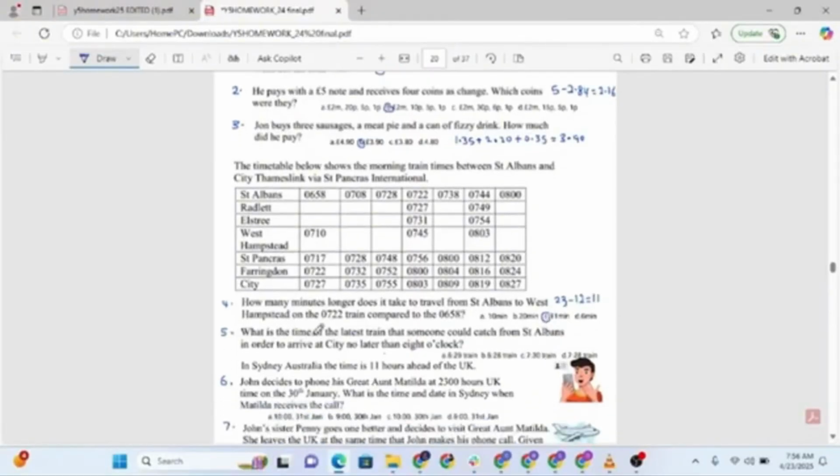Question 5. What is the time of the latest train that someone could catch from St. Albans in order to arrive at City no later than 8 o'clock? The correct answer is option D, the 7:28 train.